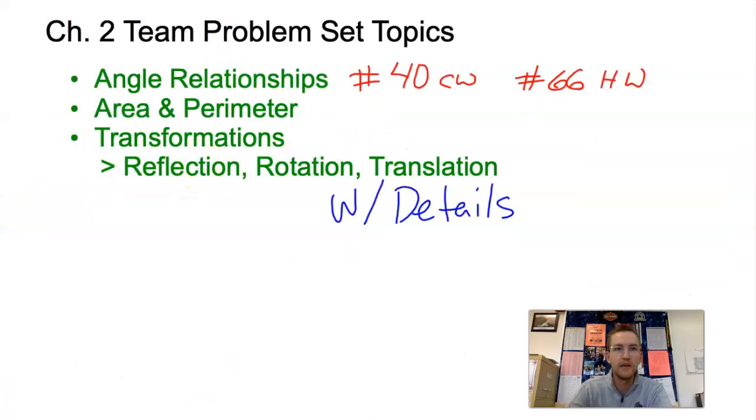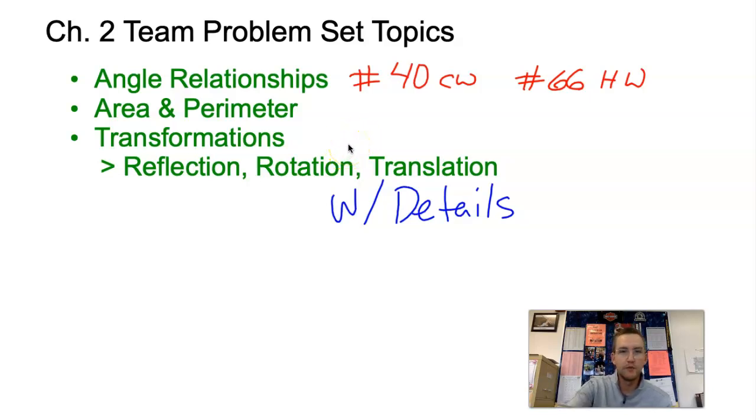As I mentioned before, we have our team problem set on Monday. The topics that will be on that test are angle relationships. For reference, number 40 in our white packet from last week is a good problem to take a look at for something that we might see on the test on Monday, as well as number 66 from our green homework packet. Knowing how to find area and perimeter of composite shapes would also be a good thing to review. And then a little transformation stuff from chapter 1: reflections, rotations, translations, and again with details like we had in our latest learning target quiz. Reflecting over what line, rotating around what point, how far are we translating things, all that kind of stuff is what we can expect to see on Monday.